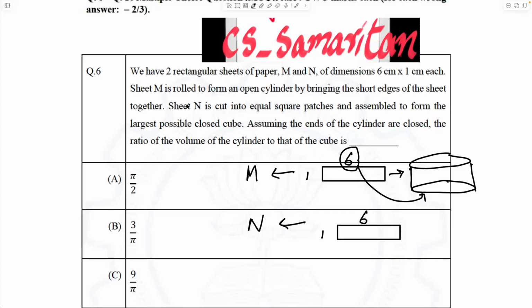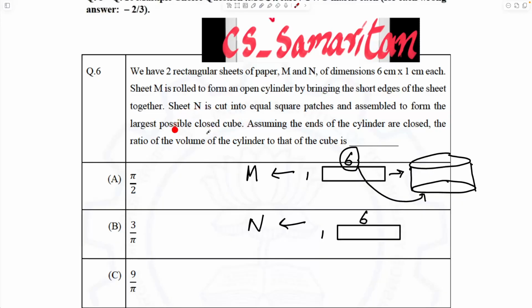So now, they are saying that it is rolled along this thing. Okay, sheet N is cut into equal square patches and assembled to form the largest possible closed cube. Basically, they did not tell the size of the square patches that this sheet is going to be broken into. So we can take infinitesimally small patches. So the whole area, every single element of its area, can be used by making the squares very small. Once that part is clear to you, now let's see.